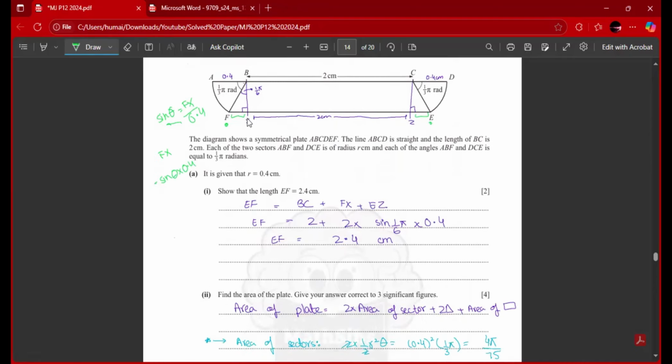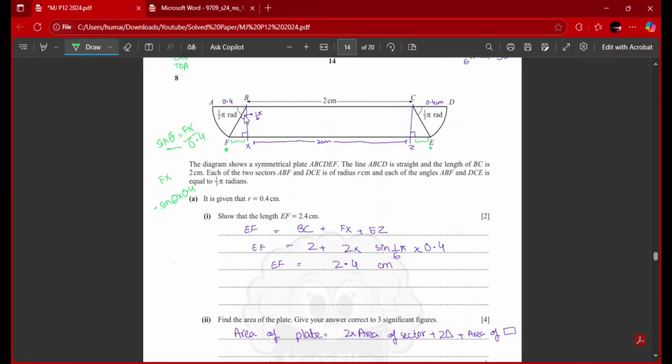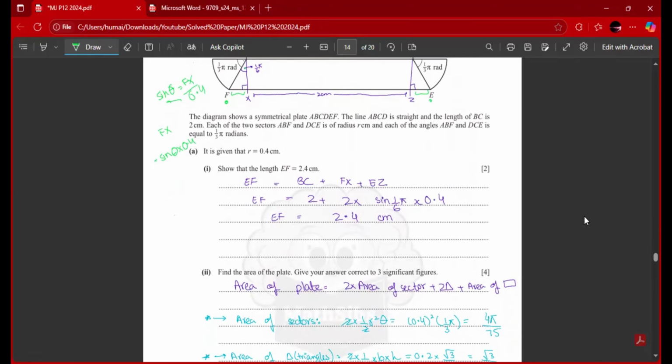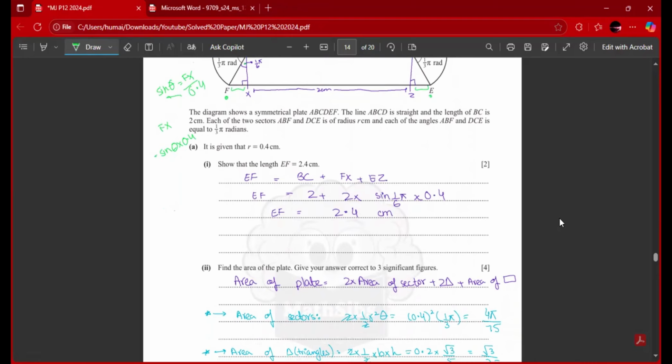BC is 2 centimeter because it's a rectangle. And we're going to multiply by 2 because f of x and z of e are equal, because it's symmetrical. Okay? So sine theta into 0.4 is my value. So we're replacing theta with 1 over 6 pi, because this is the angle for the triangle we are using. So EF is equal to 2.4. Hence proved. And 2 marks we have gained officially.